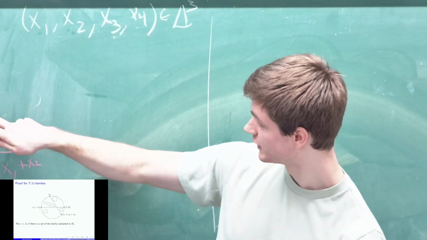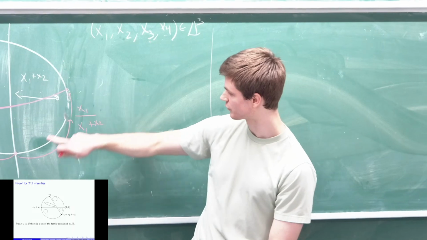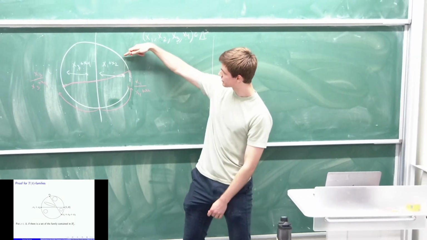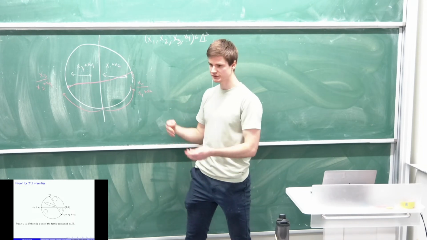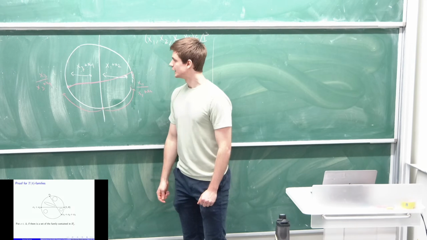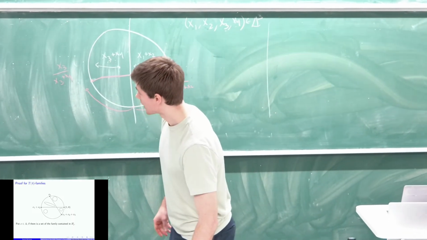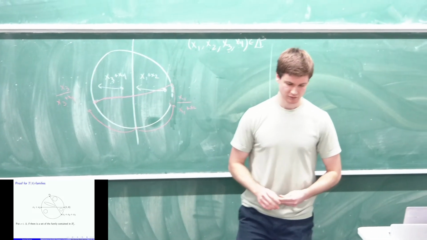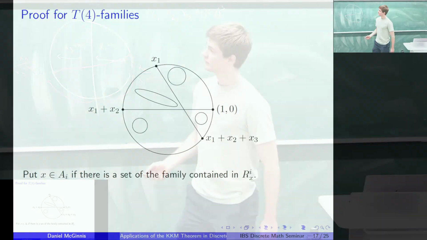So you can see if x1 was 0, then this region would have been empty because this point would have coincided with this point. Similarly, if x2 was 0, this region would have been empty, and so on. So you can define regions in almost the exact same way, use the KKM theorem, and so on. So there's a bunch of different ways that you can play around with this kind of idea. Okay.